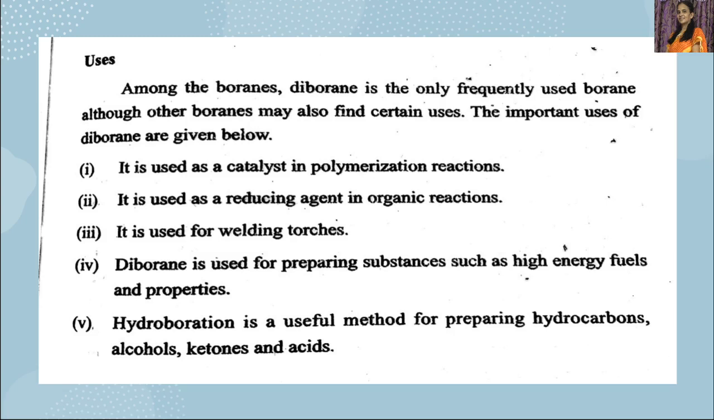So what are the important uses of diborane? Let us see. It is used as a catalyst in polymerization reactions, as a reducing agent in organic reactions, and for welding torches. Next, diborane is used for preparing substances such as high energy fuels and propellants.